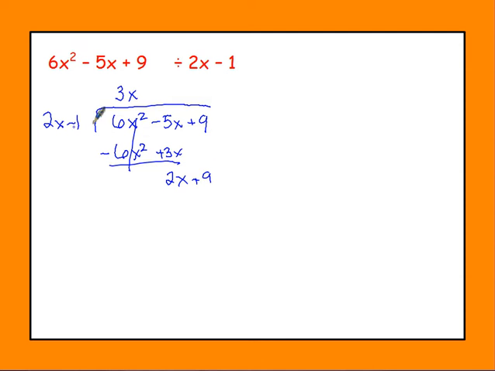That drops. Now 2x times what will give me 2x? And that is a positive 1. Now multiply. 1 times 2x is 2x. 1 times negative 1 is a negative 1. Subtract by changing the signs. So this gives me 10, and then 2x times nothing can give me a 10 because, again, I cannot lose a variable. So my final answer is 3x plus 1 plus a remainder of 10 over 2x minus 1. Okay, let's look at another one.